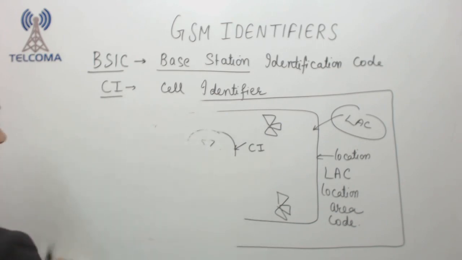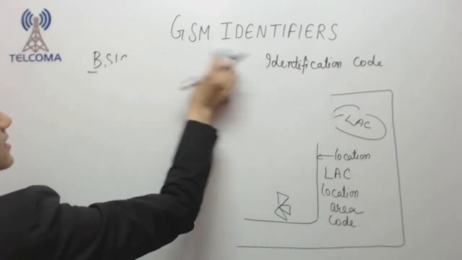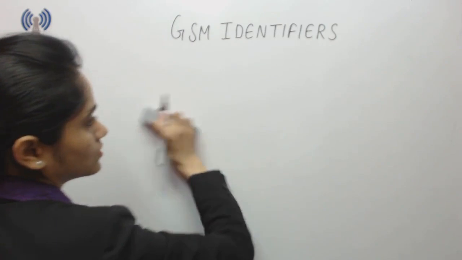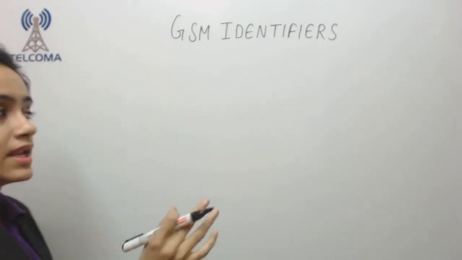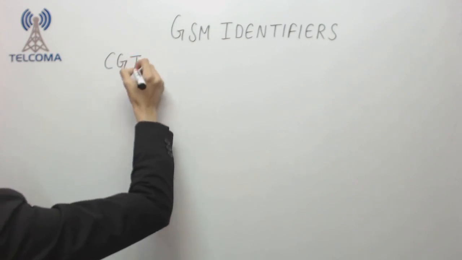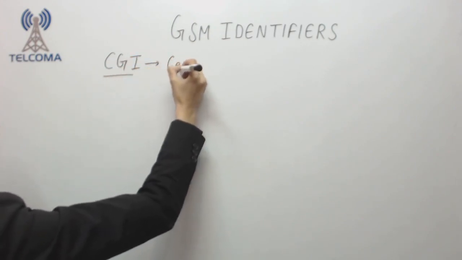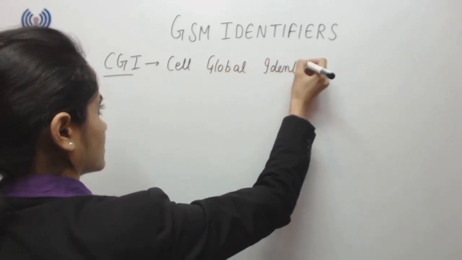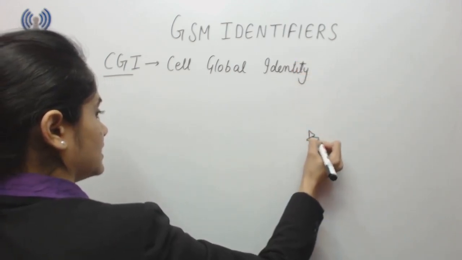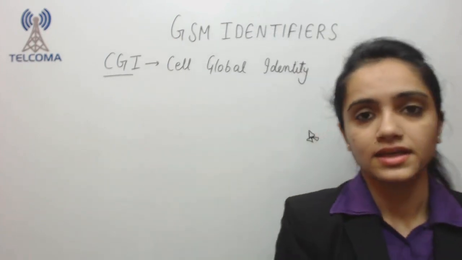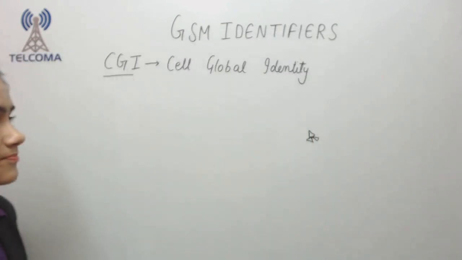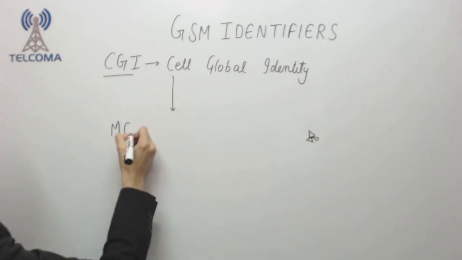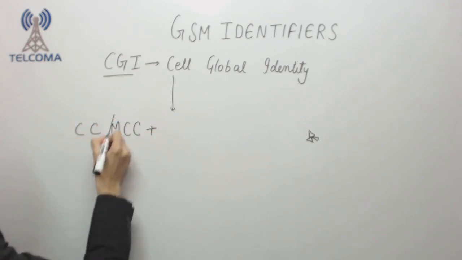Now how to represent a cell globally? That means a cell has a unique ID which is global in nature. That global identity of a cell, we call it CGI. CGI stands for Cell Global Identity. That means if I have a cell and I need to identify this cell globally, then what could be the format of this? This CGI consists of, first, mobile country code or country code.